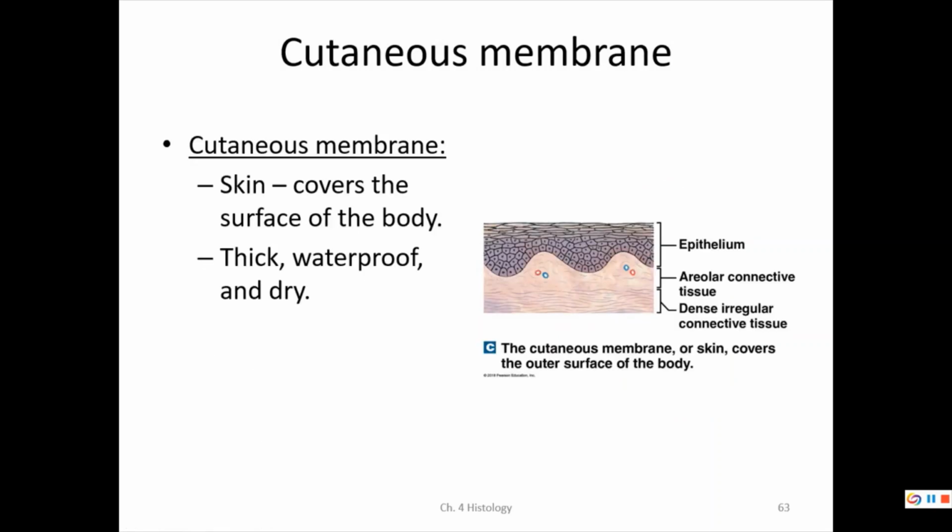Cutaneous membrane is your skin. Where do you get a cut? You get a cut on your skin. Okay, it covers the surface of the body. It's very thick, waterproof, and dry, not mucousy. Your skin is always very dried out for the most part, waterproof, dry, and thick. Places are thicker than others on the outer surface. The other things that are like this are mucosa.